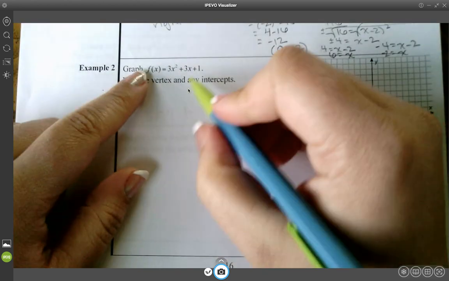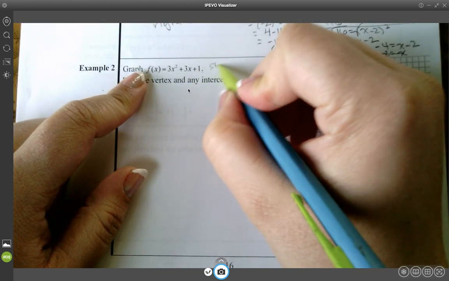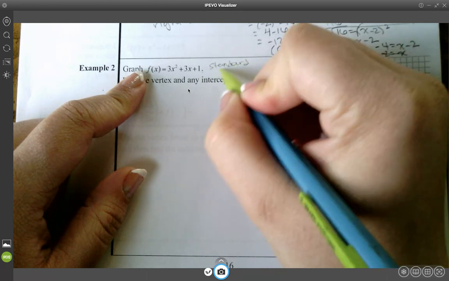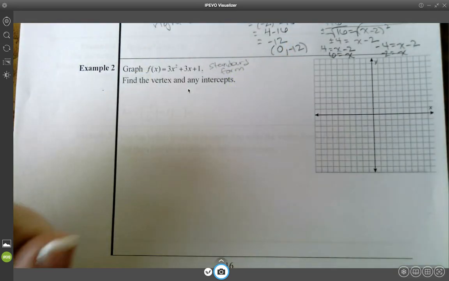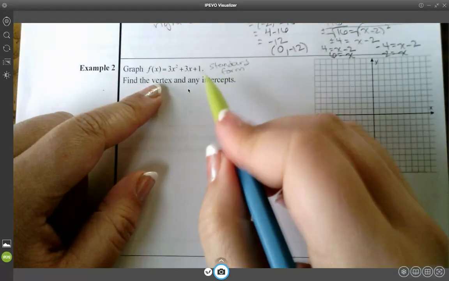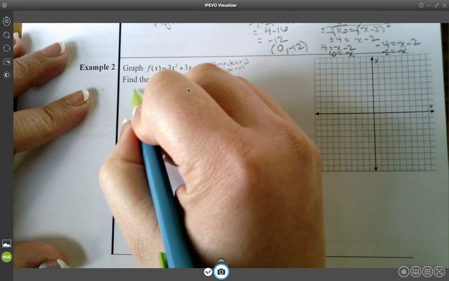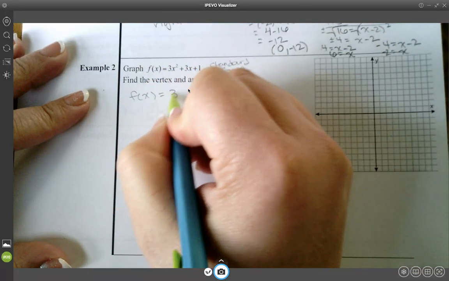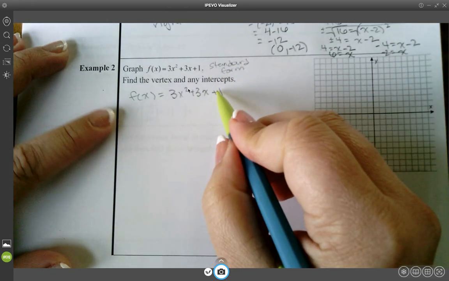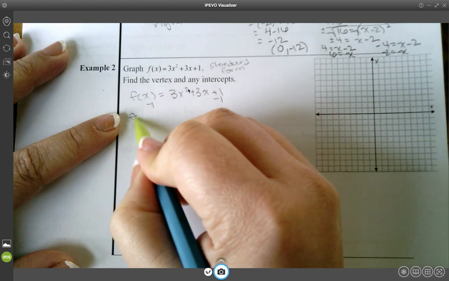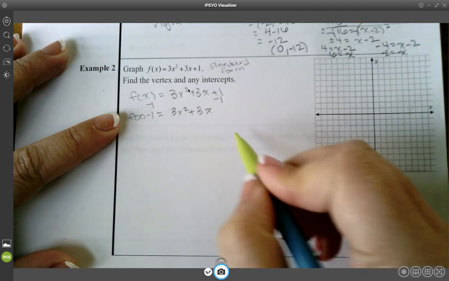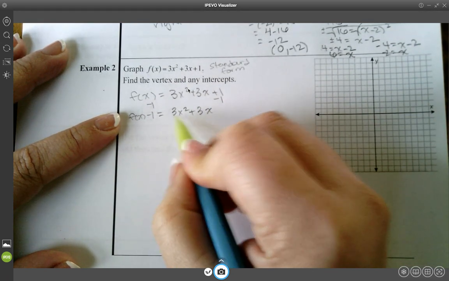On example 2, again, we're given a function, but it is in standard form. And so in order to put it into vertex form, to find the vertex and any intercepts, we can complete the square. So we're going to, again, start with rewriting the equation. And then completing the square, we want to subtract our constant. So we get f of x minus 1 equals 3x squared plus 3x. But this time we have a coefficient, so we need to divide everything by 3.